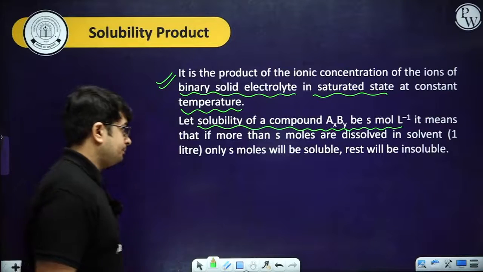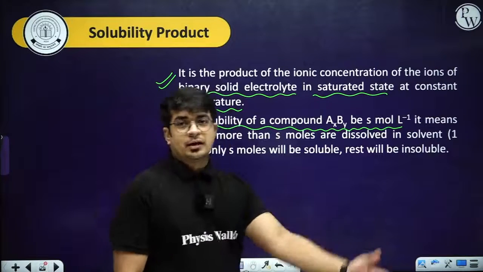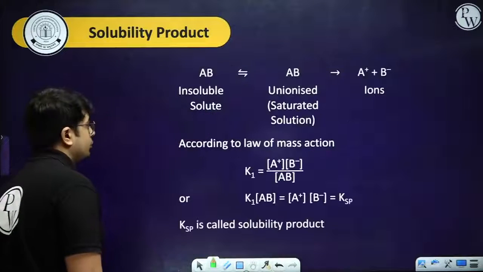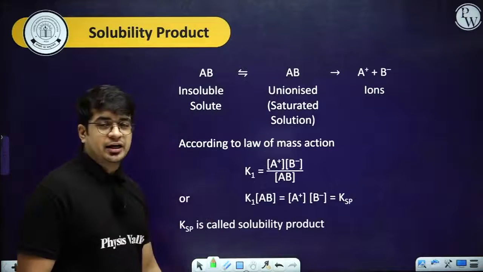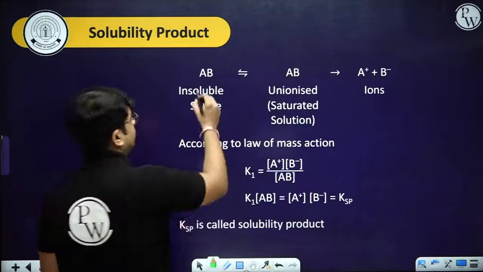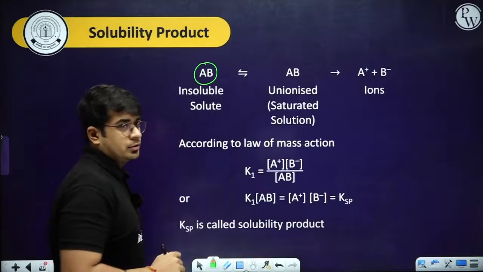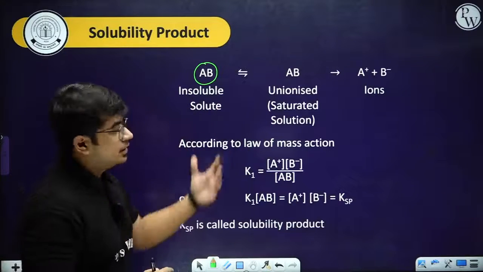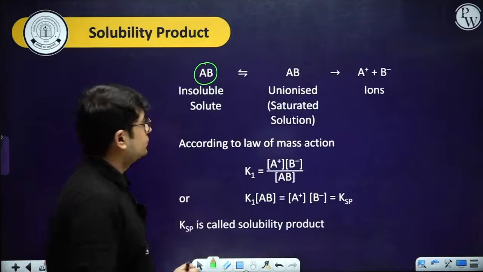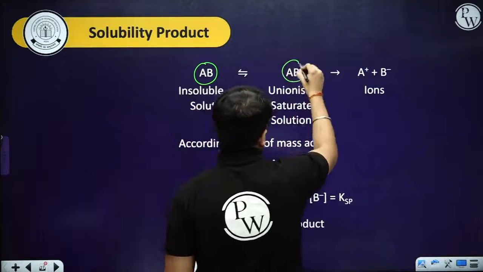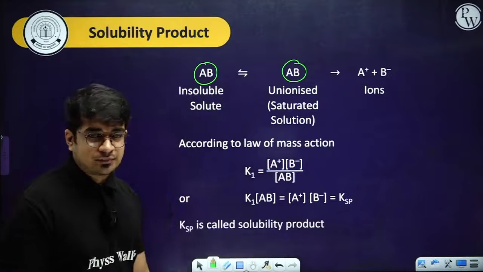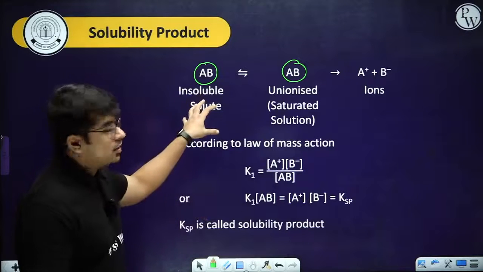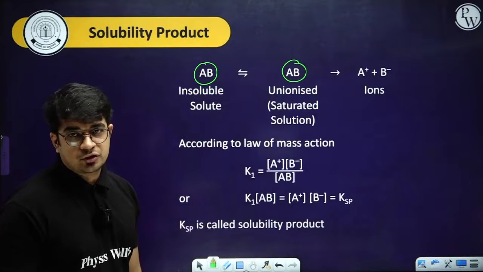Okay. Now it's time for the calculation. So basically, let's say I'm starting with the binary salt, which is AB. This is the insoluble salt. Let's say I am dissolving the entire part into solvent. So that becomes AB, unionized saturated solution. So from the insoluble part, it's going to be converted into a saturated solution.